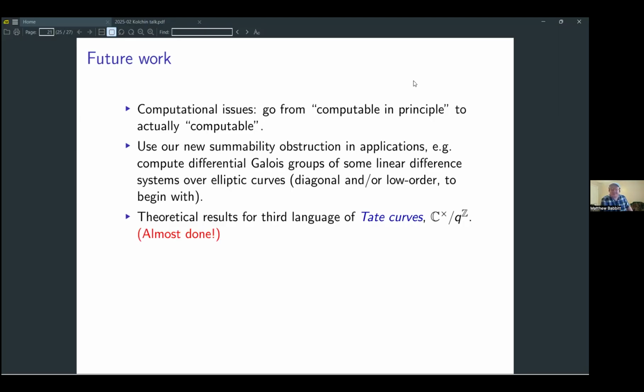This is something we've been working on and we're almost done. It turns out that the analytic case gives a lot of intuition for this as well. So this is on the horizon and it's in the oven. We just need to finish baking it.